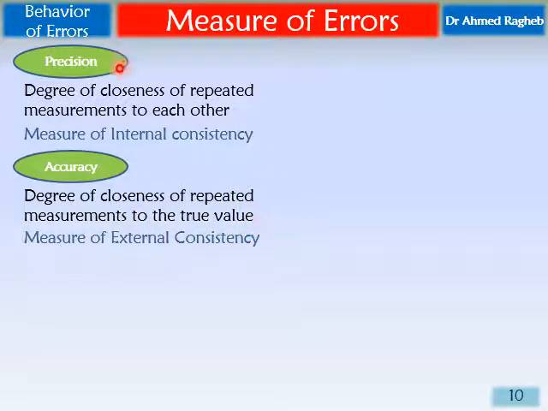And after defining these two measures of errors, you can always say that we're measuring the precision, not the accuracy. Why? Because we don't know the true value.